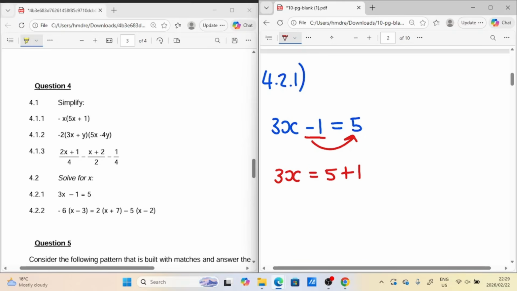You always do the opposite thing when you take it across, which means we're going to have 3x is equal to 5 add 1 is 6. Then I want to get rid of this 3. It was timesing by 3. When I take it across, I'm going to divide it by 3. So I'm going to say x is equal to 6 divided by 3, which is 2. Okay, so that is our final answer. X is equal to 2.